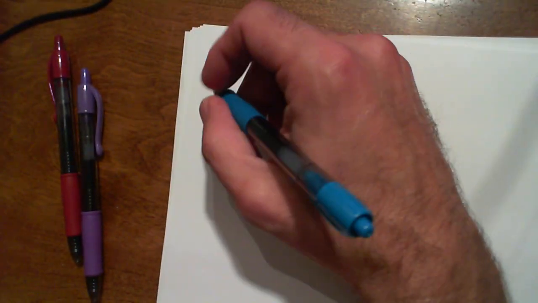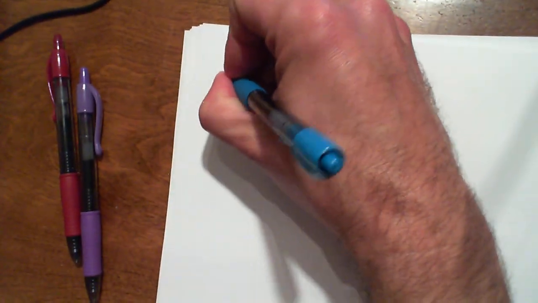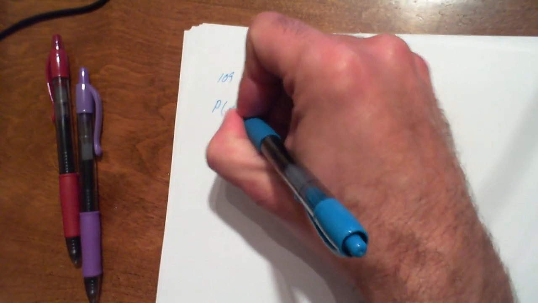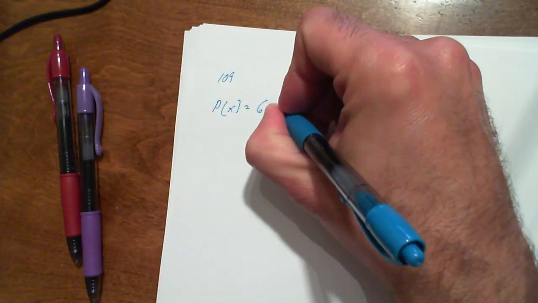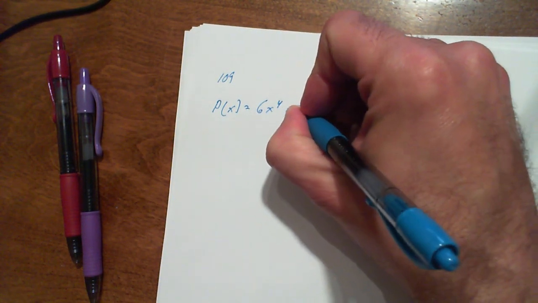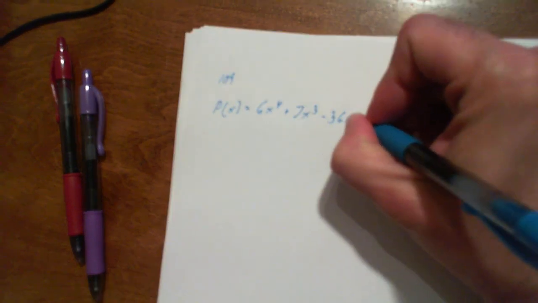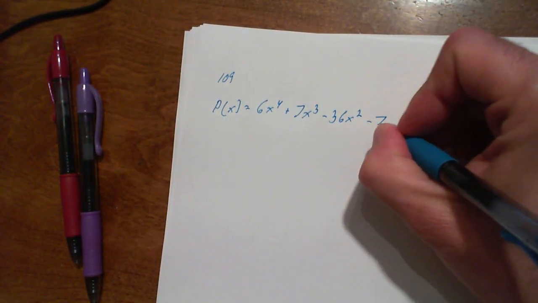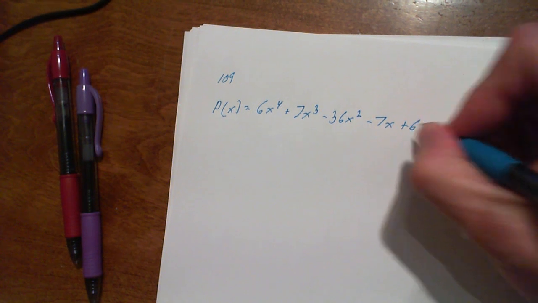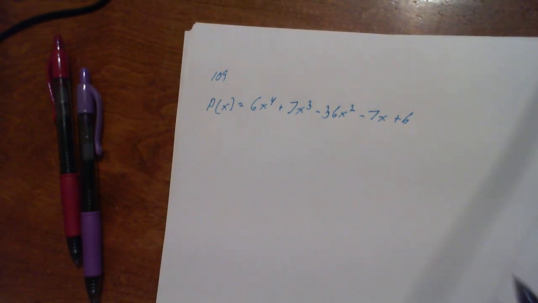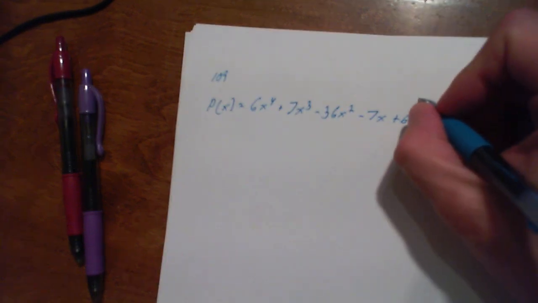Rational zeros theorem. So this is number 109 in your textbook, okay, that we're doing here. P of x equals 6x to the fourth plus 7x cubed minus 36x squared minus 7x plus 6. Okay. Again, if you catch me making mistakes, please let me know, just like in class, in the comments section.